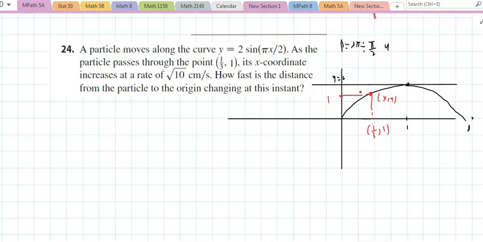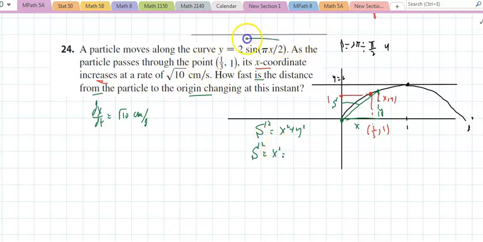Alright, it says, as soon as it passes through that point, the x coordinate is increasing at a rate of radical 10 centimeters every 1 second. How fast is the distance from the particle to the origin changing? So this is the origin right there, and there's the particle, let's say at any given point (x, y). If I want to find the distance, well, this is x, this is y. If I call this distance s, I would say s squared equals x squared plus y squared, but I know what y is.